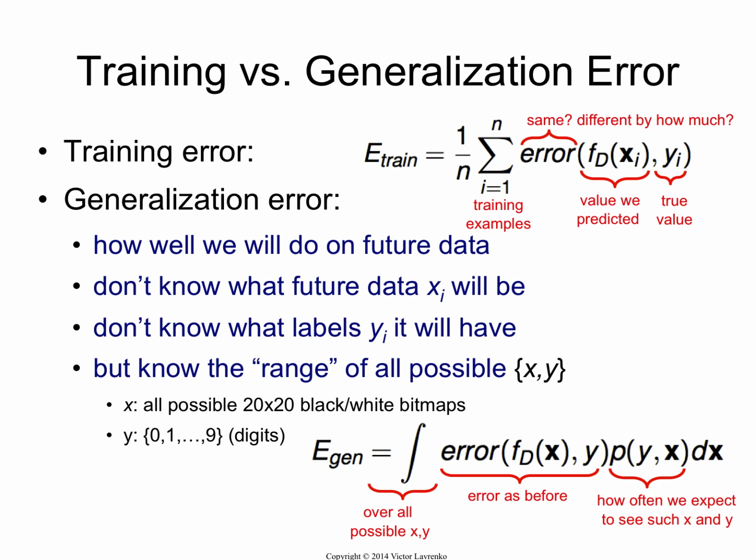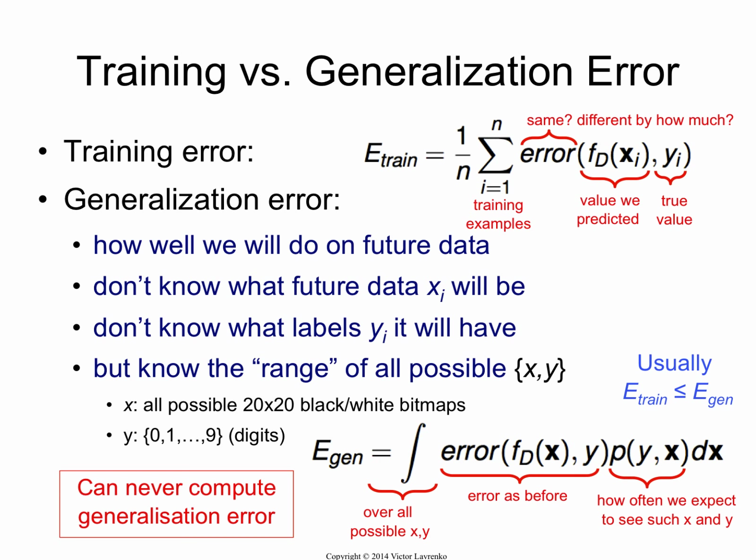And that's the error, which is defined in the same way as we had it before, right? So we have the y, the x, our function f, the predictor, would compute some value for the x, and then we see, was that the same as the true label or something else. So that's the equation for the generalization error. It's typically always greater than the training error, and you can never ever compute this thing. Why can you not compute it?